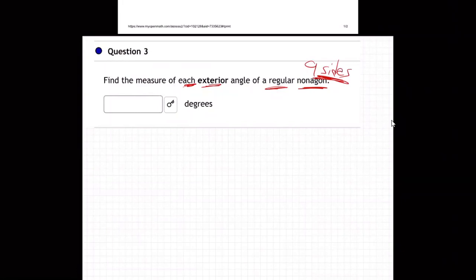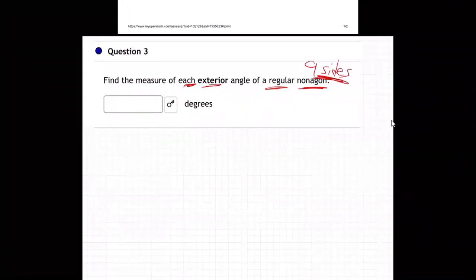Go ahead and just type it into Google, nonagon, or whatever weird word you have. If you don't know how many sides that means, type it into Google. Google knows everything, right? You'll get it. On the test, I would just tell you 9 sides. I don't expect you to know these fancy words. There's no real point in that. So 9 sides on that, each exterior angle.